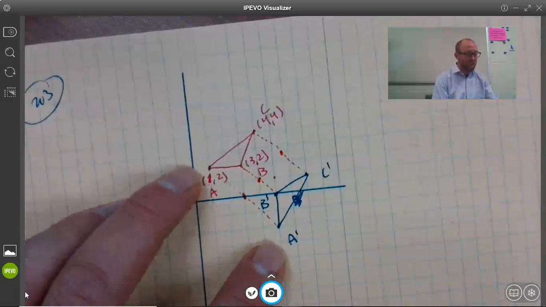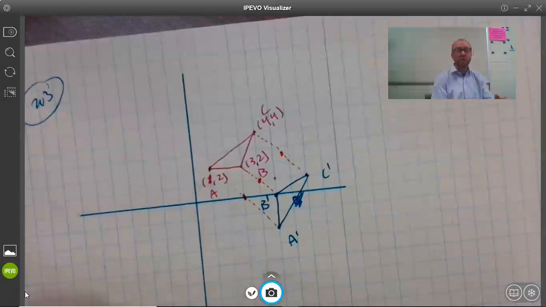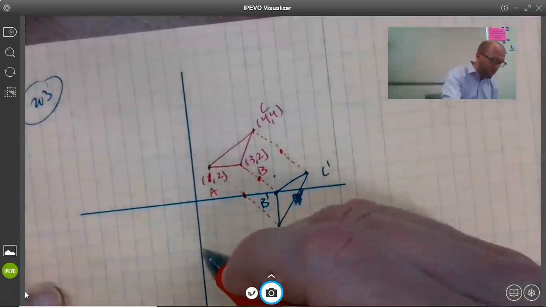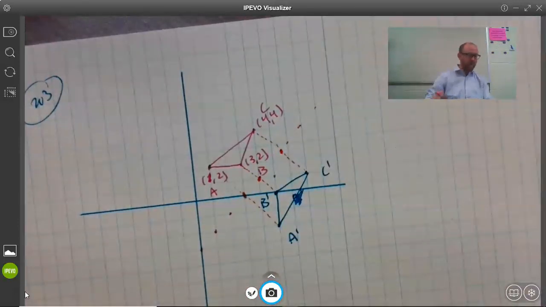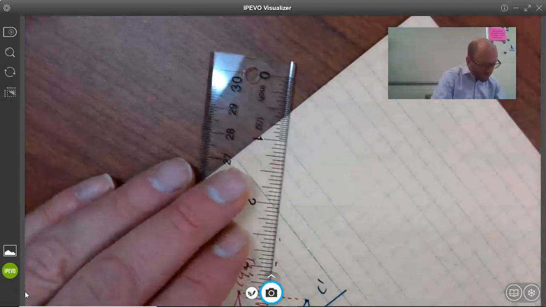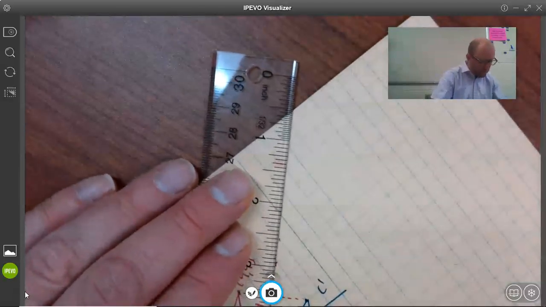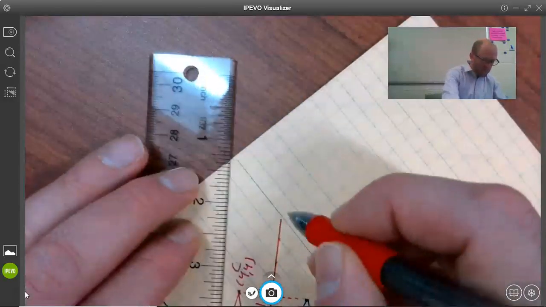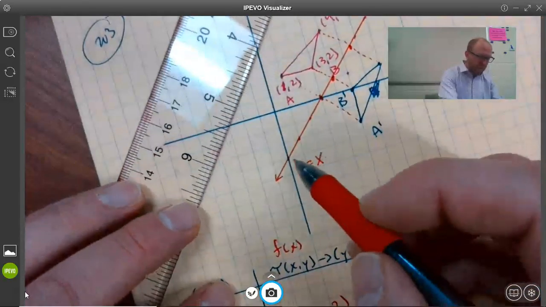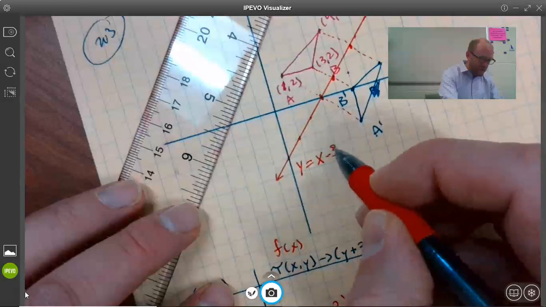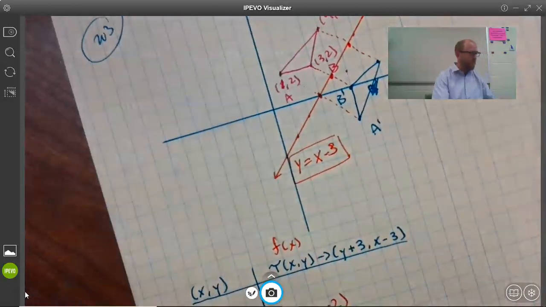So each point and its reflected image are equidistant from the line of reflection. So our line of reflection passes through here. Okay, so let's take a ruler and draw a nice looking line there, best I can. There's our line of reflection, which is y equals x. So because the slope is 1, y equals x, and it's 1, 2, 3, minus 3. Okay. All right. There we go.